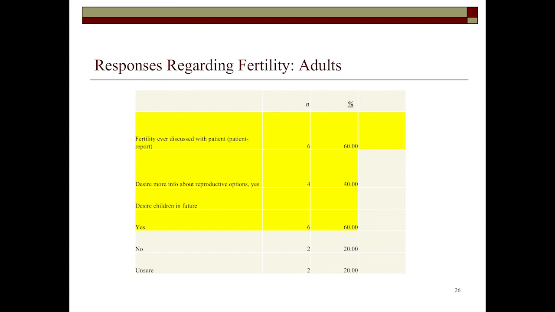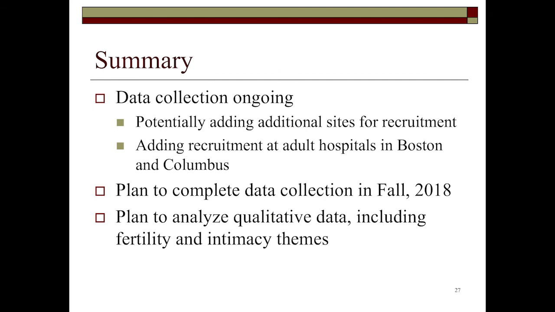With the adults, 40% said basically that fertility had not been discussed with them, and 40% wanted more information. 60% said that they wanted to have children. So I should say they didn't say if they wanted biological children or not. That wasn't clarified. So basically, data collection's ongoing.